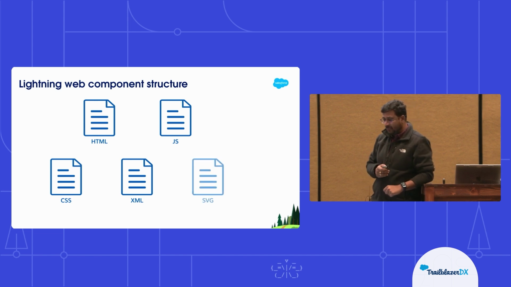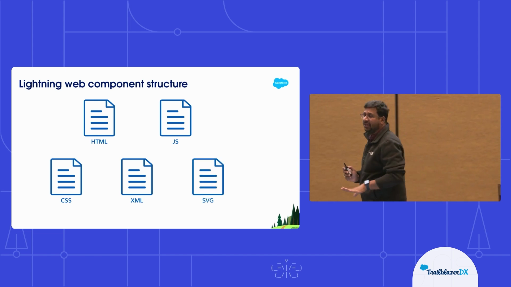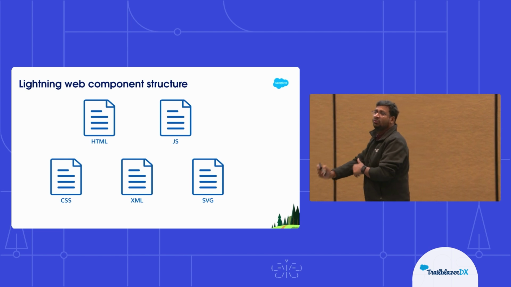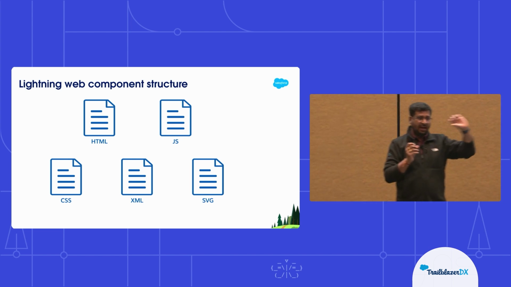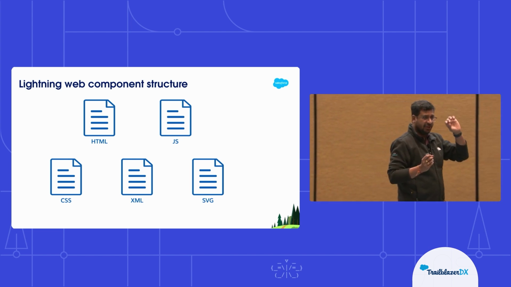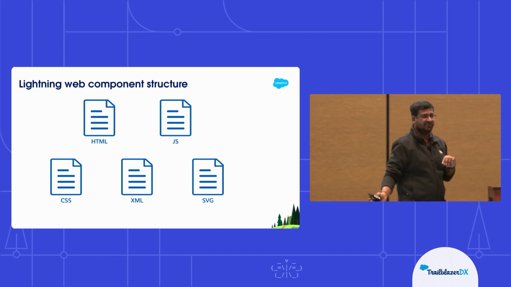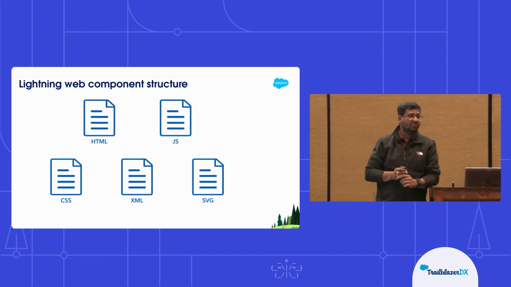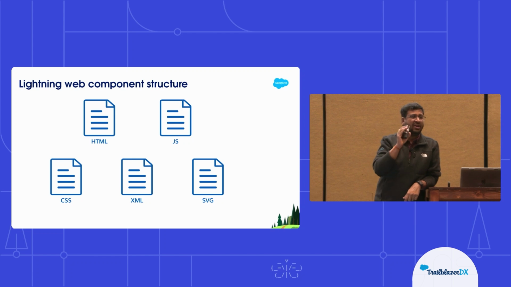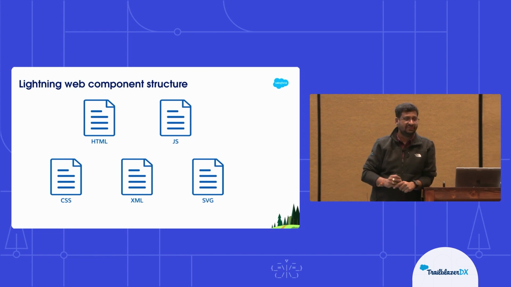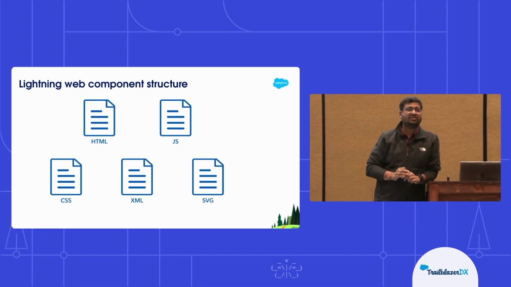And then there could be one more file, called an SVG file. If you want to use an icon for your component, you can do that. You can create an icon in an SVG file and then send it to the Lightning App Builder. Lightning App Builder is going to identify your component using that SVG. So these are the 5 files we might be using at most.